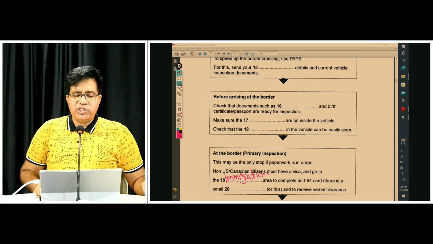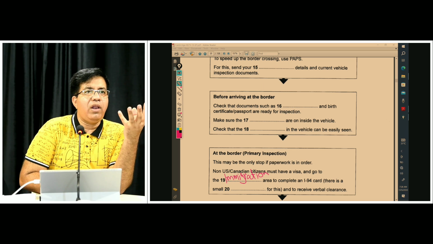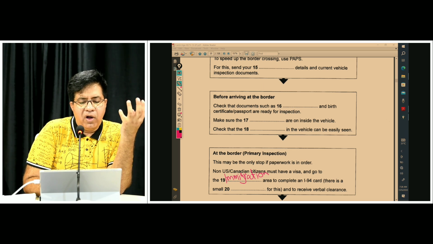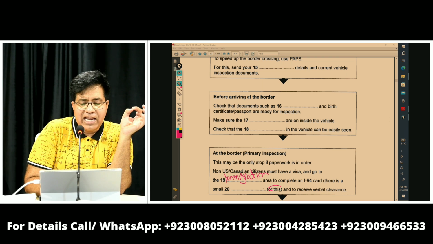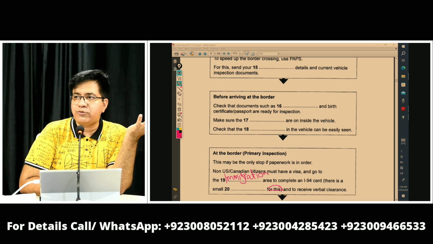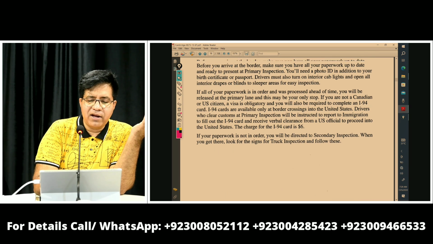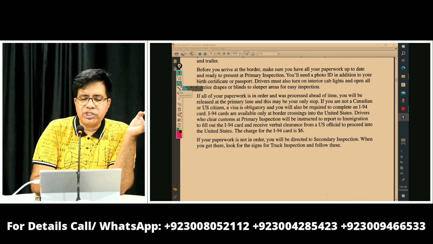All right, last question. There is a small. Now listen, for the word small, they can use anything. There is a small dash for this. Now again tell me, what do they mean by this? Yes, I-94 card. There is a small dash for it. Now let's go back. Small something. Last paragraph, and they've mentioned US official.